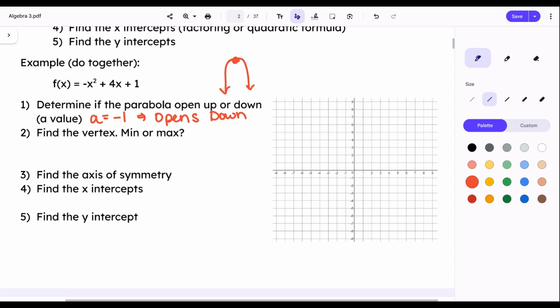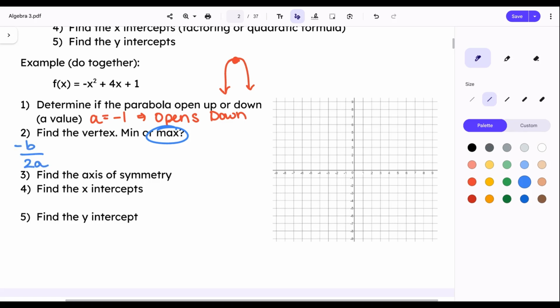I need to figure out what it is though. So I need to find the vertex, and I'm going to go ahead and circle that. I know it's going to be a max just because I know what this graph should look like. But I need to actually figure out what the vertex is. This is when we're going to use that little formula I circled up above, the opposite of b over 2a.